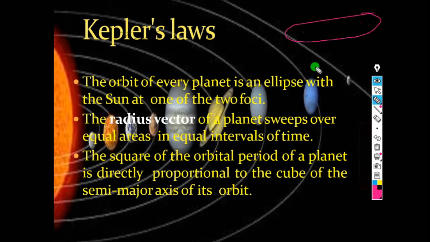And the third law says the square of the orbital period, that is T squared, is directly proportional to the cube of the semi-major axis. Let's say this is the major axis and this is the minor axis. Semi-major axis means from the center point to one end of the ellipse, that is A. So T squared is directly proportional to A cubed.